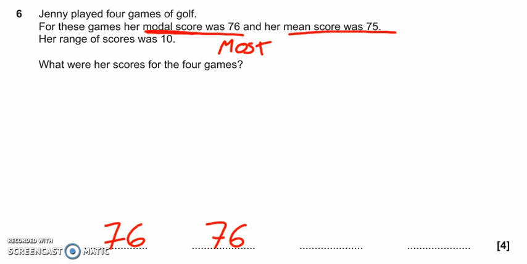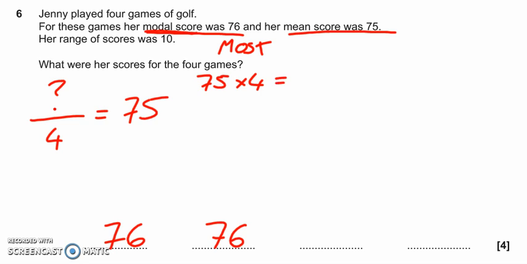Her mean score was 75. What does it mean? It means I add up however many sets of data I got and I divide by how many sets of data I had. So for this example, we've got 4 scores and we know that the mean is 75. So something, which was the total, divided by 4 came out as 75. Let's find out what the total scores were then. To get that something, we do 75 multiplied by 4, which is equal to 300.